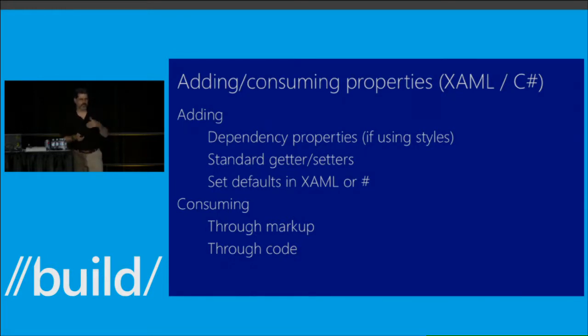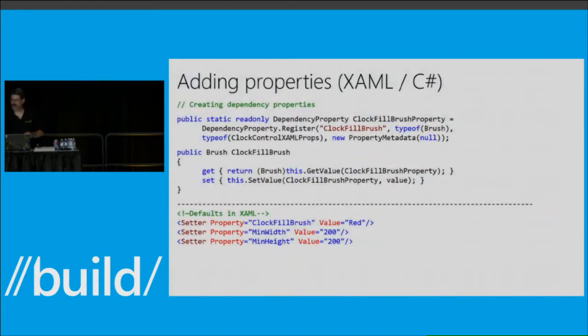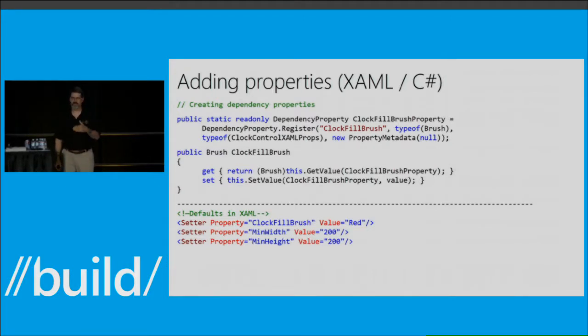When you consume them, if you've done it this way, you can, in XAML, consume those properties through markup or code. So here I have the clock fill brush. Now, one thing about my examples, I'm terrible at naming things. I'm a geek through and through, I admit. So my names are not creative. But I have the clock fill brush. It's a dependency property because I want to be able to set it in XAML.